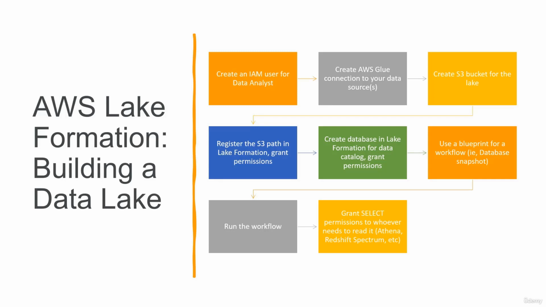You then need to create a Glue connection to the incoming data source, or sources, create an S3 bucket for the lake itself, and then once you've done that, you can register that S3 path in Lake Formation and start granting permissions to it. So this is where Lake Formation starts to be useful. You then create a database within Lake Formation for the underlying data catalog and grant any necessary permissions to it. And at that point, you can start using blueprints to build up workflows. For example, making database snapshots, whatever you want to do to transform that data and get it into your data lake.